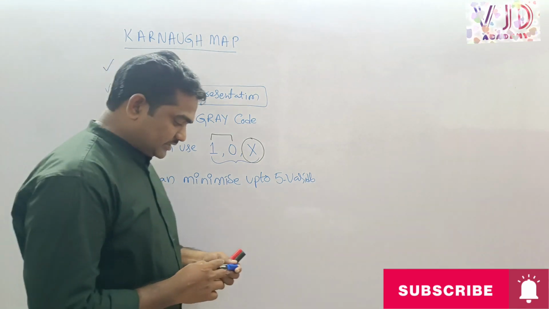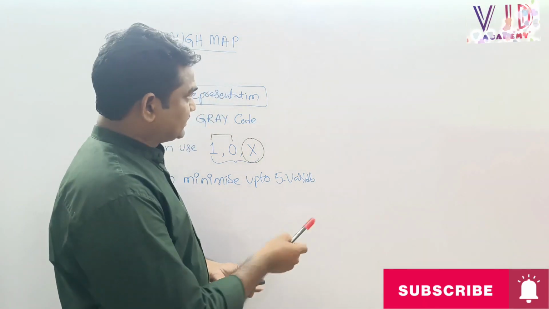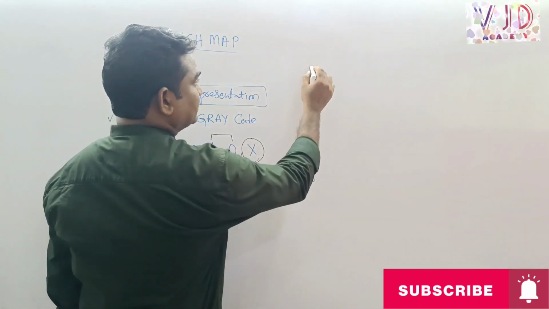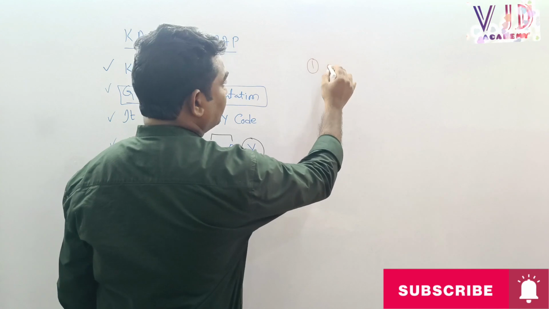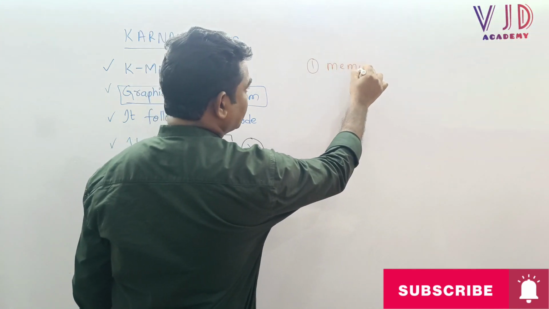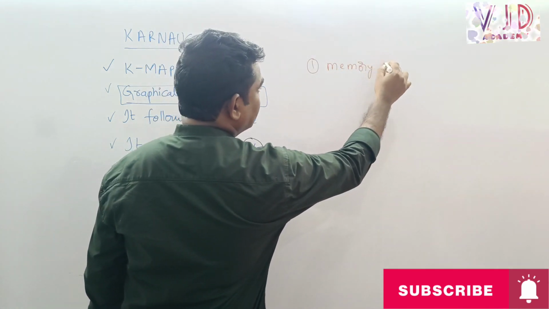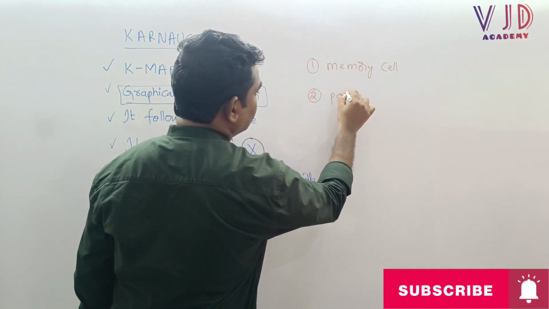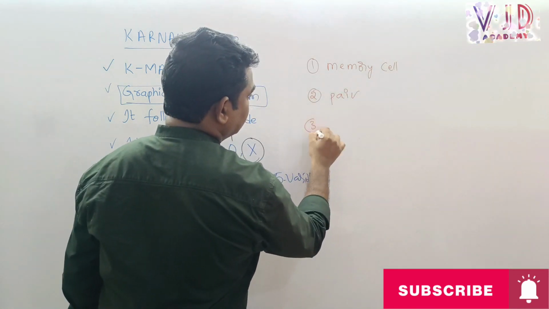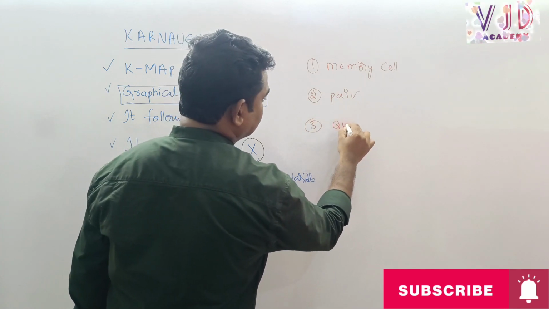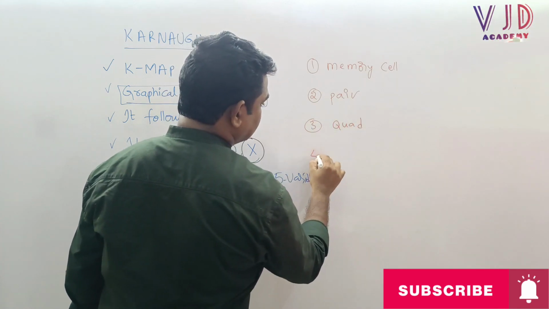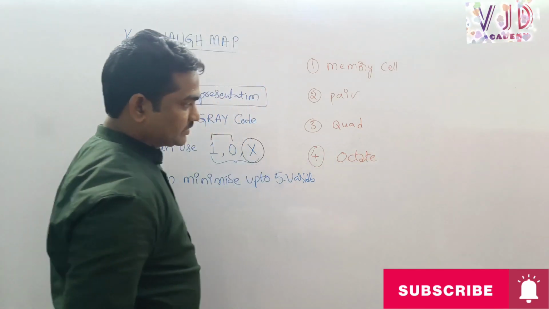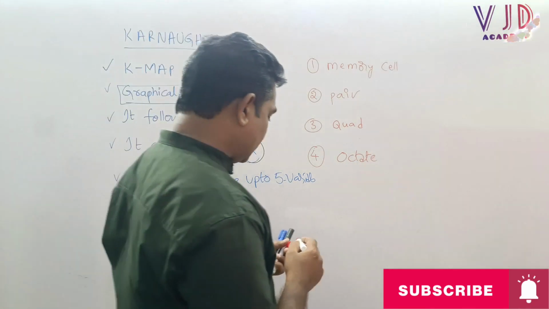We also need to learn a few terms when dealing with Karnaugh map. The first thing we need to know is what is a memory cell, what is a pair, what is a quad, and what is an octet. These are the things we must know when dealing with Karnaugh map.